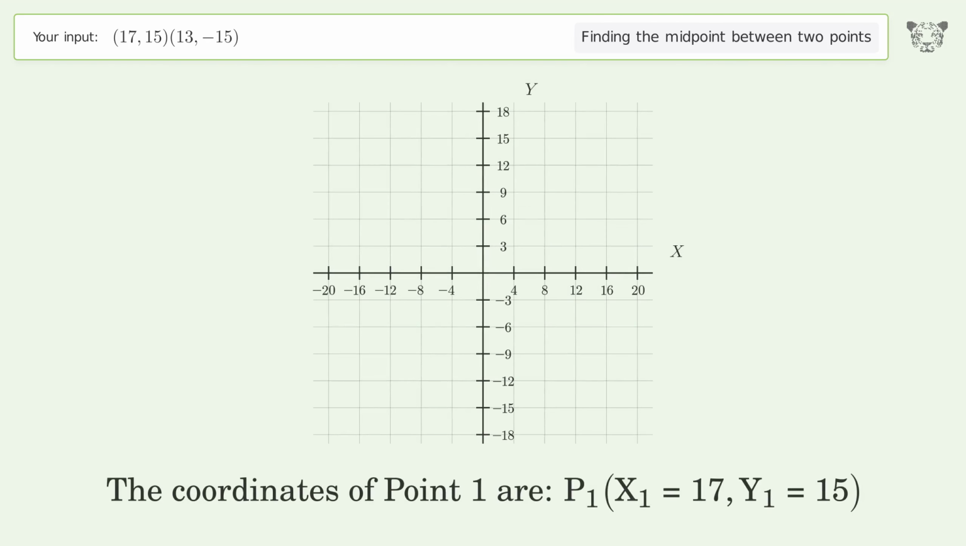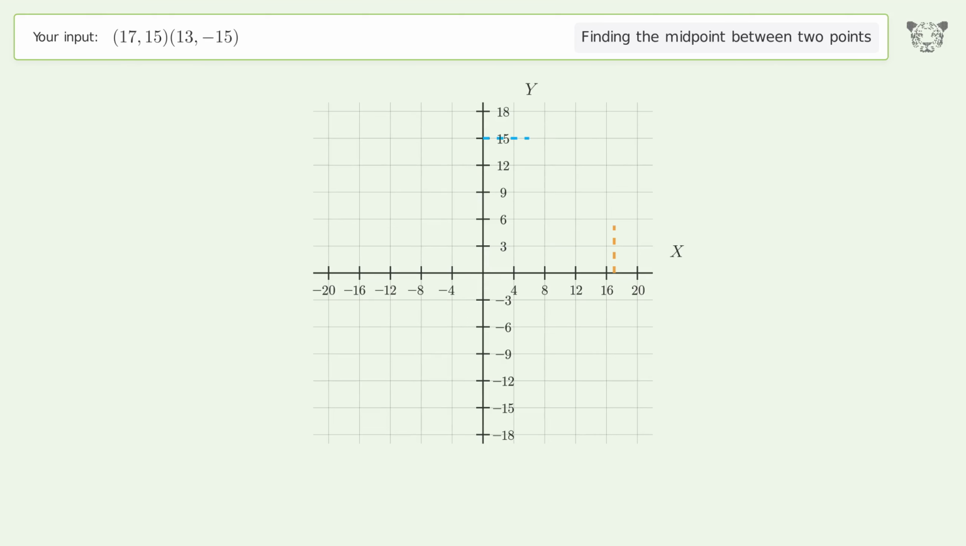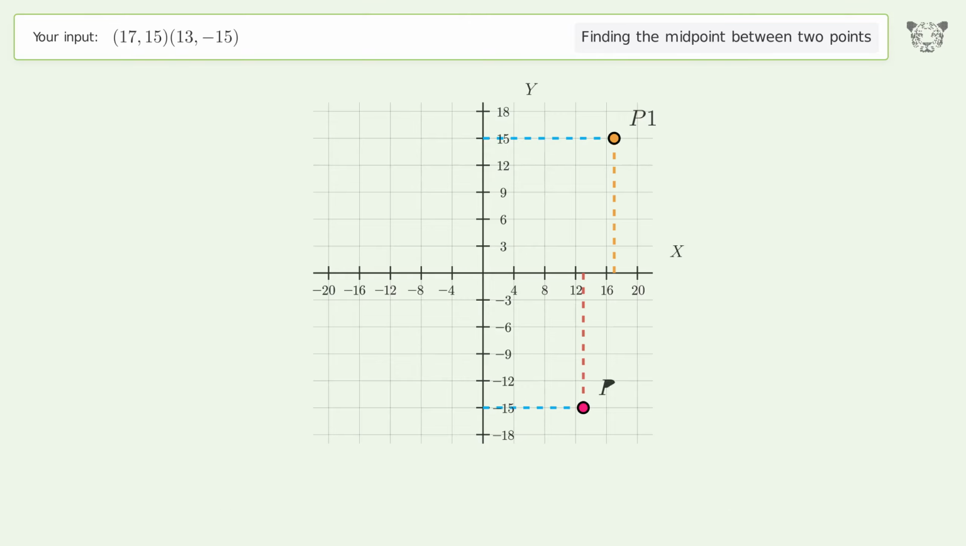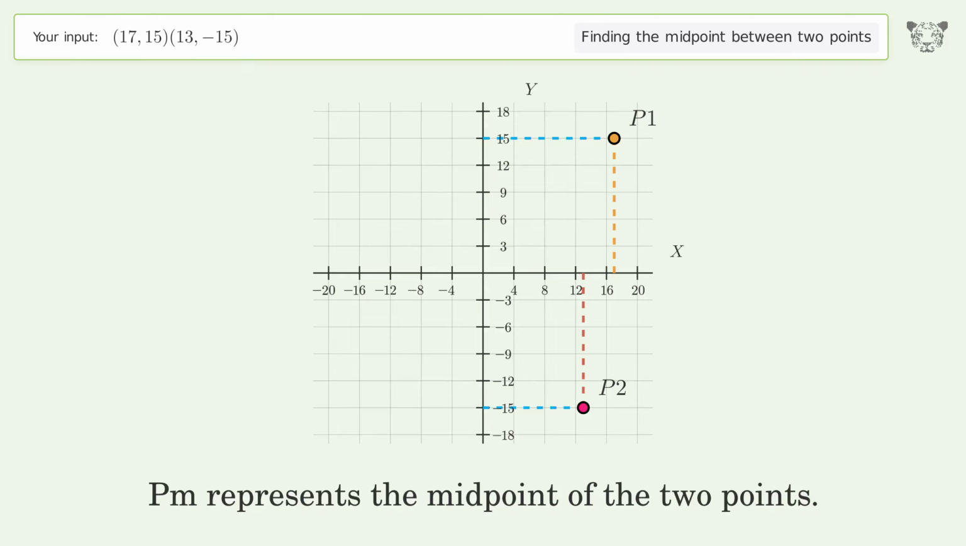The coordinates of point 1 are x1 equals 17, y1 equals 15. The coordinates of point 2 are x2 equals 13, y2 equals negative 15. PM represents the midpoint of the 2 points.